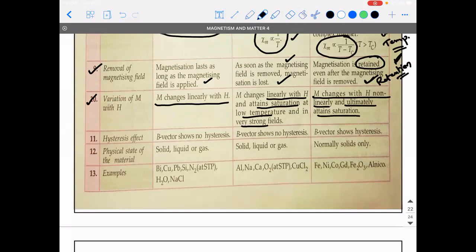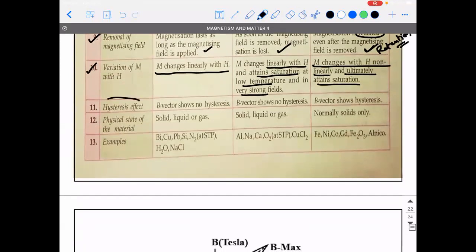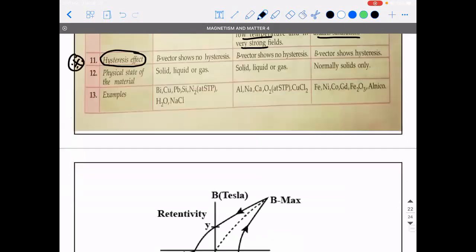M changes with H non-linearly and ultimately attains saturation. Next, I have a hysteresis doubt. For the 10th one, can we say that in paramagnetic substances, H will not increase anymore after saturation? No. H is the input, so you've got confused.